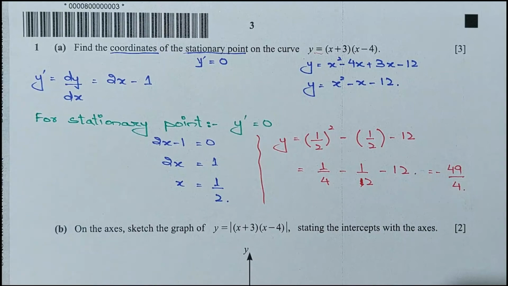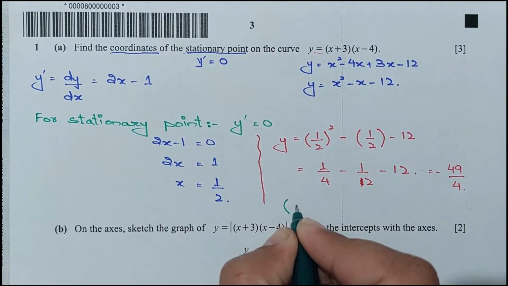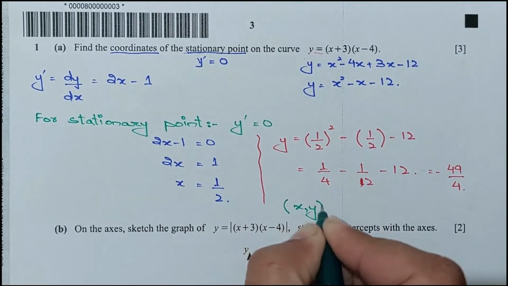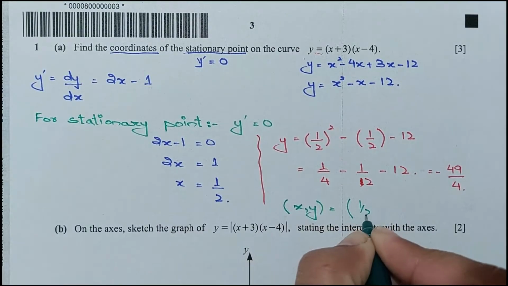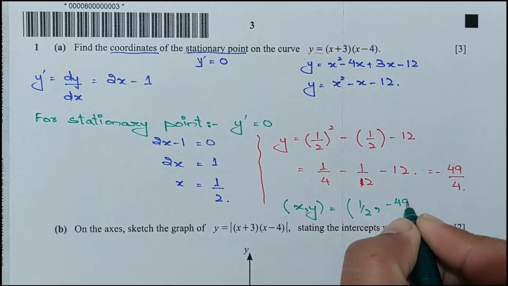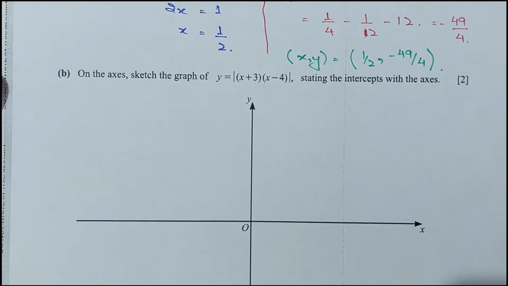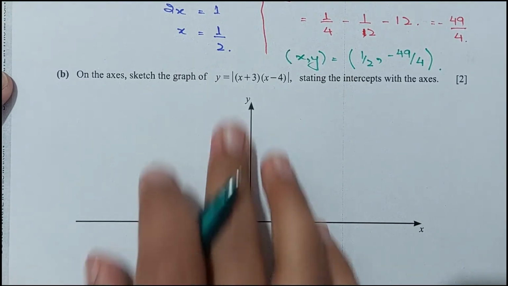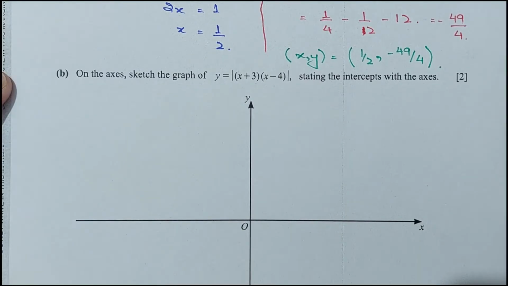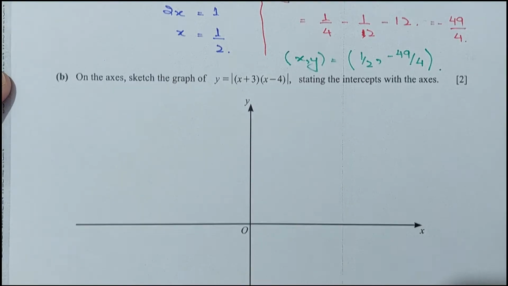So we can say the coordinates of the stationary point are: the x coordinate is 1 by 2 and the y coordinate is minus 49 by 4. Now for part B, on the axes, sketch the graph of this absolute function, stating the intercepts with the axes.